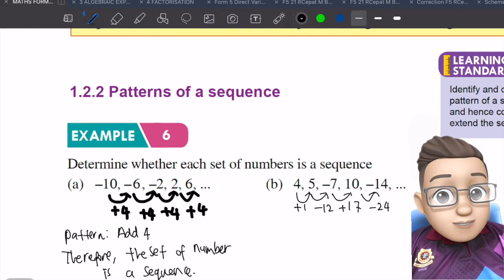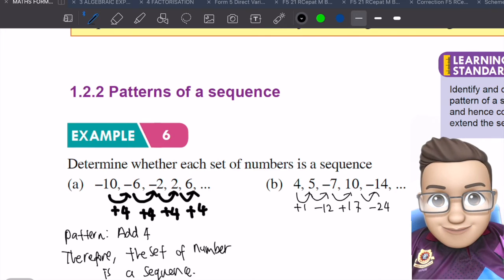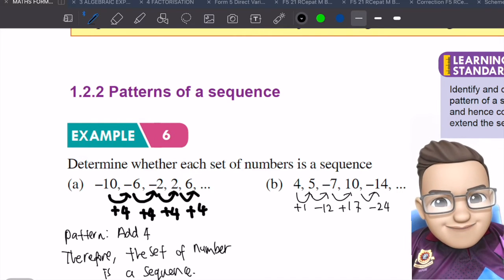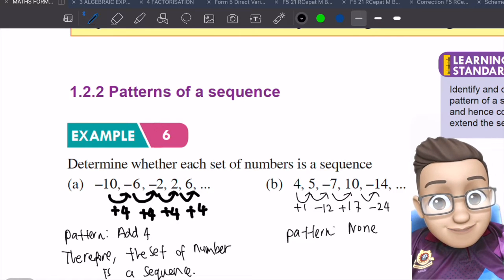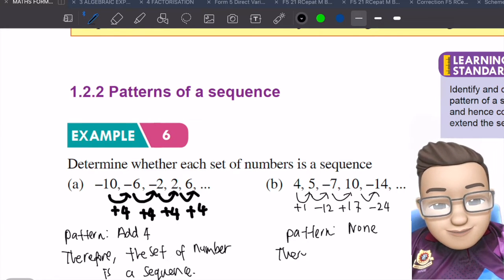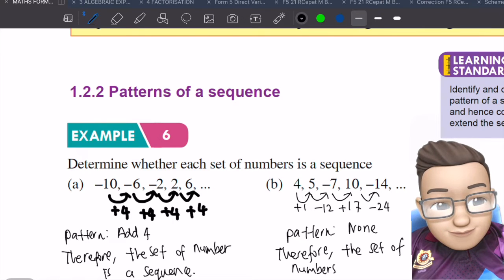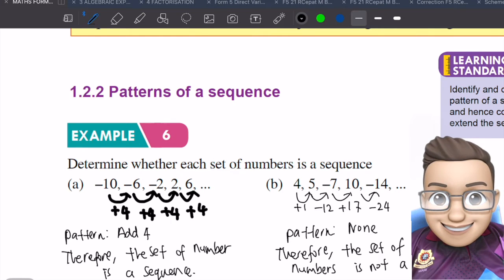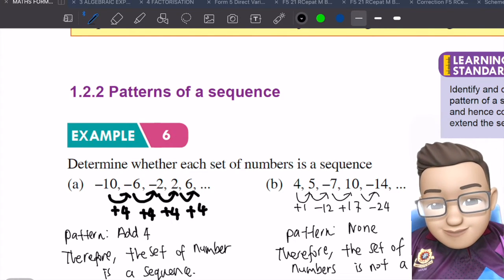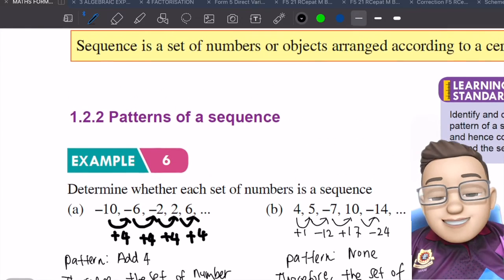From this situation, can you see any pattern? No, right? So we can see that the pattern is none. Therefore, the set of numbers is not a sequence. So that settles the first example.